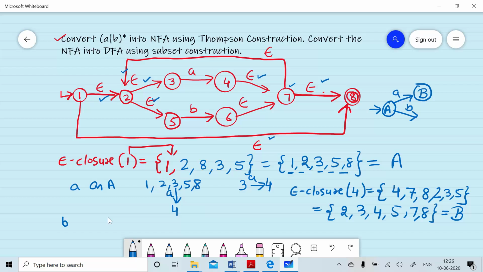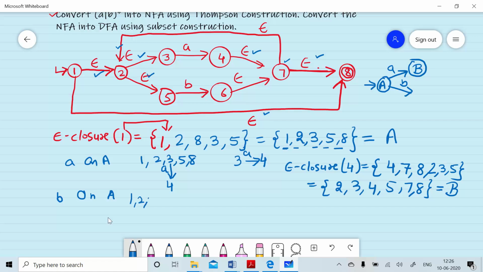Now we will consider B on A. So again, we will observe the same set 1, 2, 3, 5, and 8. We will observe any outgoing edge of B on these states. So on 5, on reading of B, we are moving to 6. So now we will find out the null closure of 6.